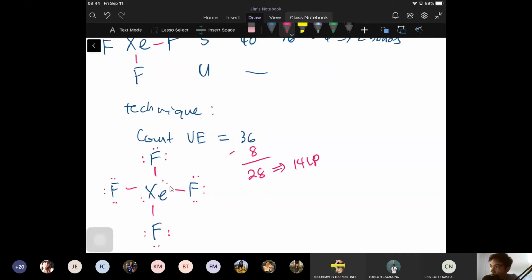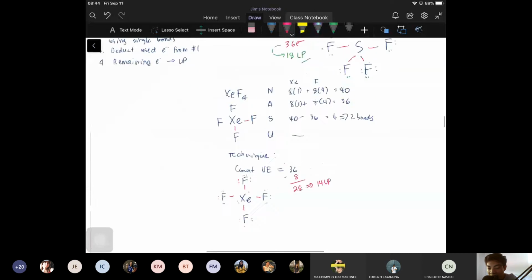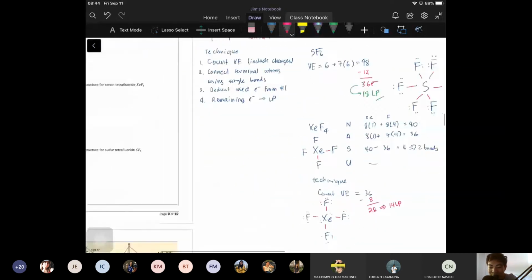So what we can see is that the central atom, xenon, is bonded to 4 atoms and contains 2 lone pairs. And this molecule exists. So that is its structure. That's the summary. That's the end of the violations of the octet rule. So that's it.